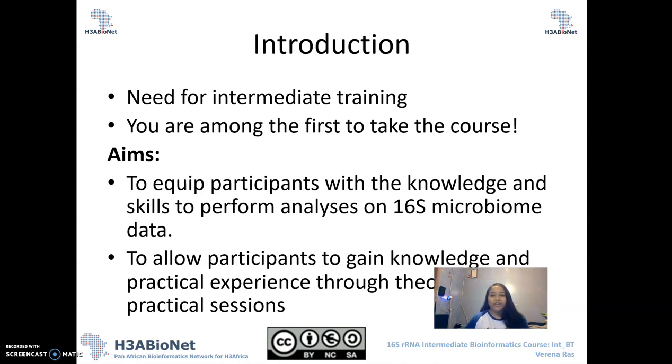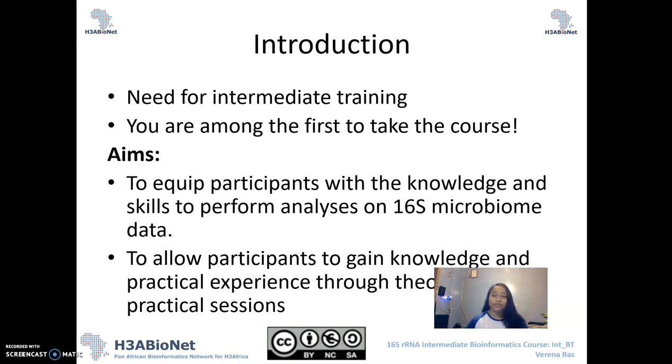Now, H3A BioNet has been running an Introduction to Bioinformatics training course for the last 4 years. This will be the 4th iteration running this year. And many of our participants, as well as the hosts, have expressed a need for intermediate bioinformatics training. So, in order to meet that need, we decided to develop this intermediate course, and you will be among the first to take the course, but also deliver the course as the staff.